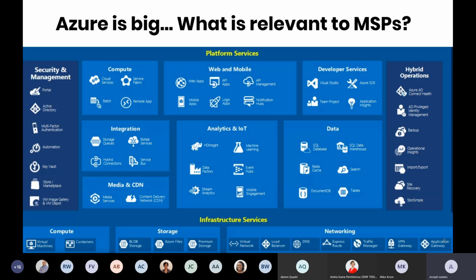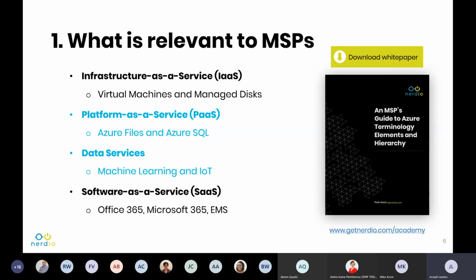So understanding that although Azure is big, it is approachable and that you really only need to understand a subset of this, I think, is the first step to taking the journey towards Microsoft Azure. So when you think about Azure and the different terms that we hear a lot about, these terms called IaaS, PaaS, and SaaS.